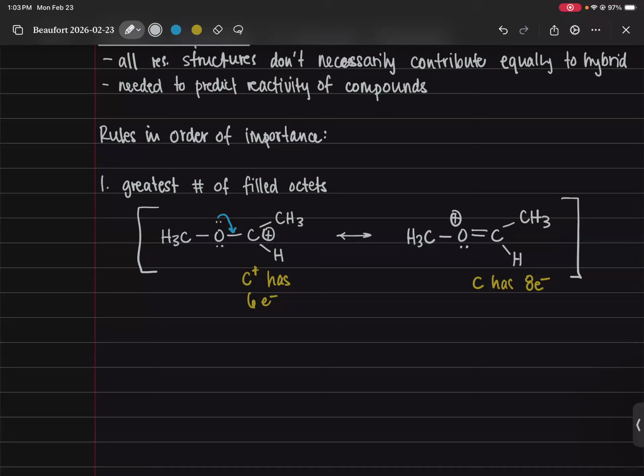So which of these structures contributes more? Well, it's going to be the one that has the greatest number of filled octets. So we'll say that this is the major contributor, and the one on the left is the minor contributor. The one on the left is not wrong, but the resonance hybrid looks more like the structure on the right than the structure on the left.